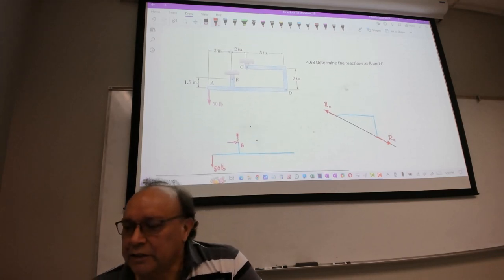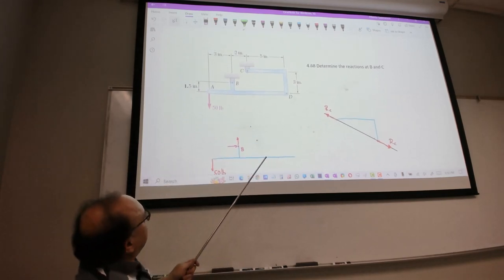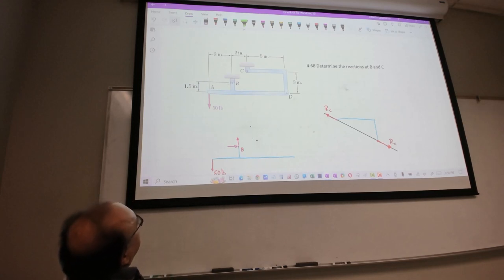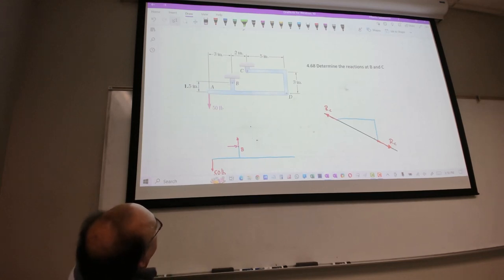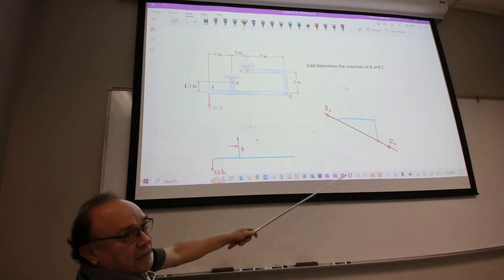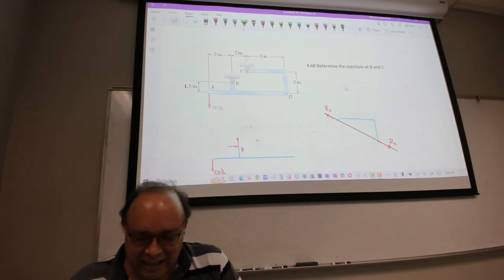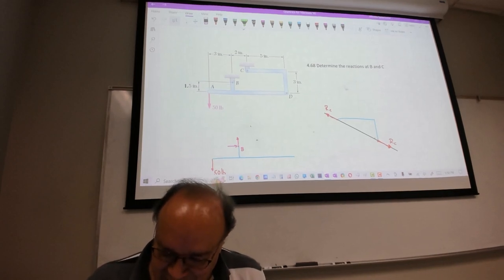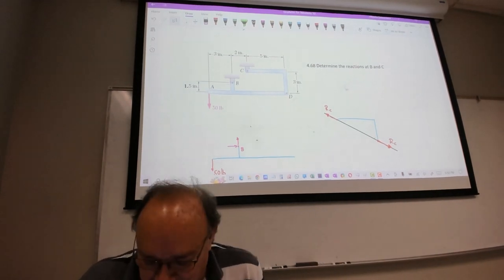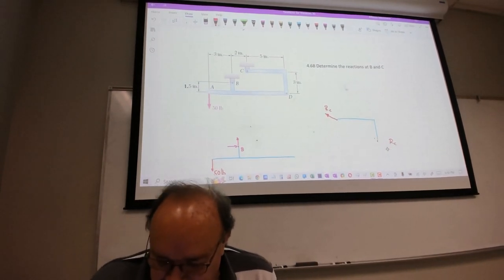Actually, I don't remember if that force is going to be... In what direction do you think that force goes? Let's see. Oh, like that? In the other direction? Let's say, we don't know, right? But so we can assume anything. Let's do it like that.